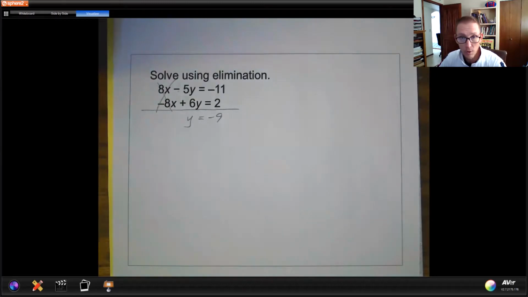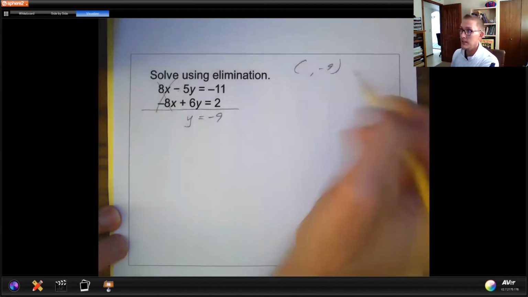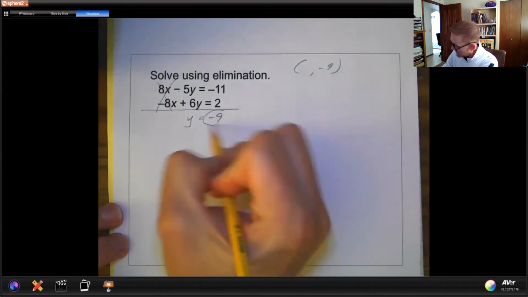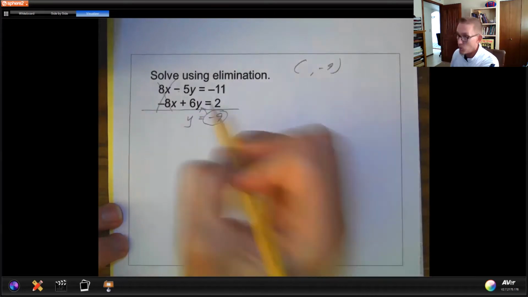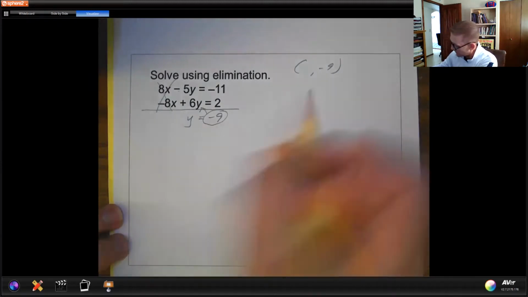Well, lo and behold, when I combined, this one eliminated everything and had the solution for y already sitting there for us. So I know the y value is now -9. Let's take that value and plug it in for the letter y. I could plug it into either equation, but that one's just sitting there for us.